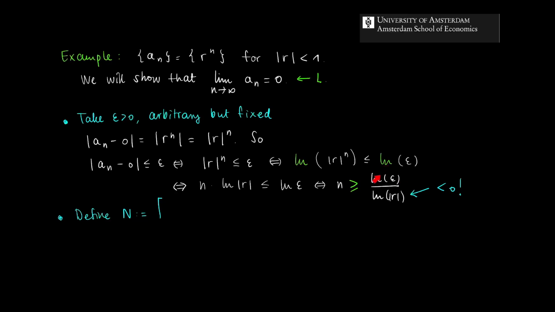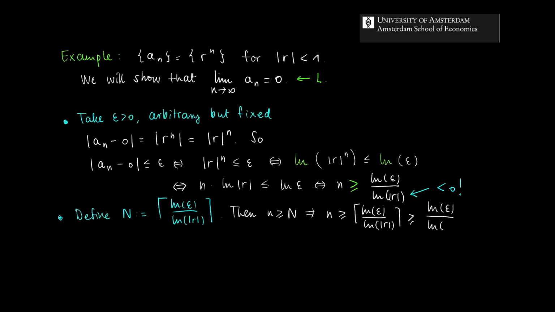But this is just a real number. We want an index. So we just round off this term to the nearest index that is larger, which would be the entier of ln epsilon divided by ln of the absolute value of r. Yeah, and then we proceed just as before. If we take an index n larger than capital N, then we can continue the story. Then n is larger than the entier of the ln epsilon divided by the ln of the absolute value of r, which is larger, of course, than the term without the entier function.